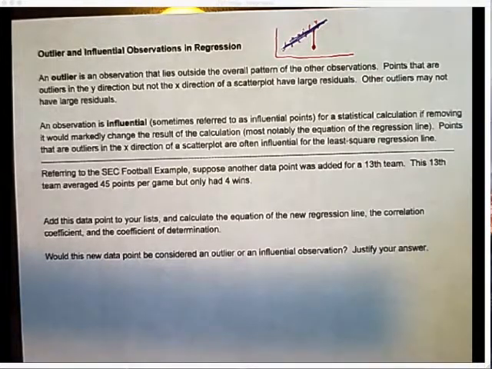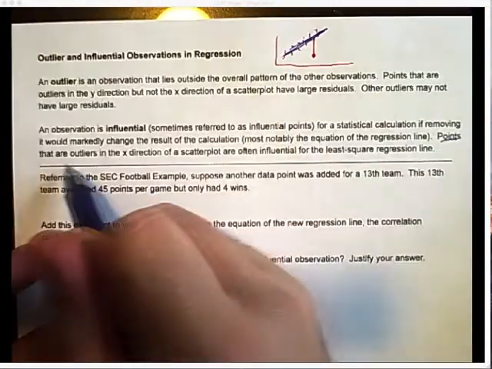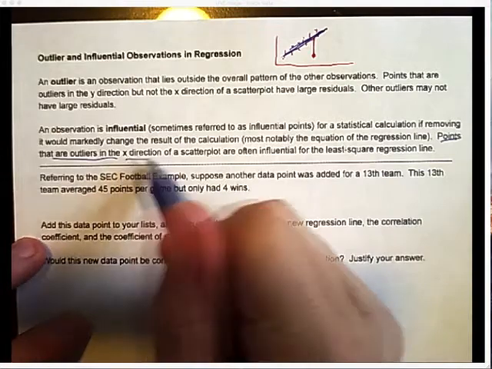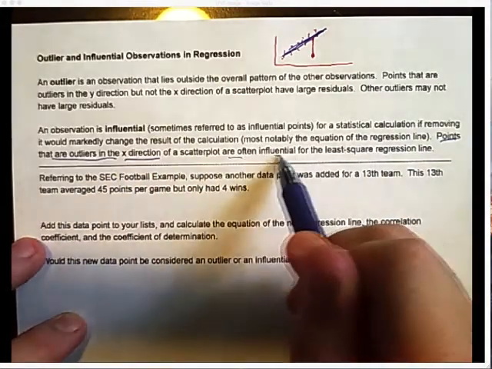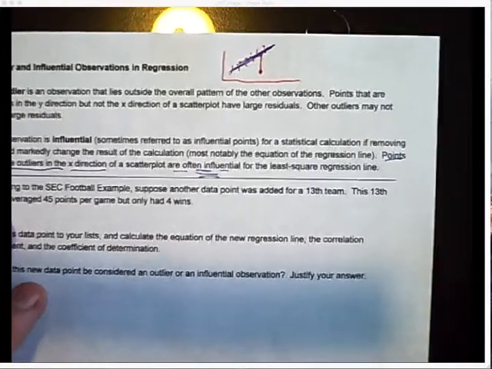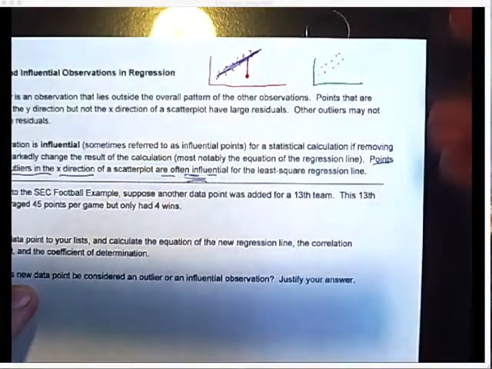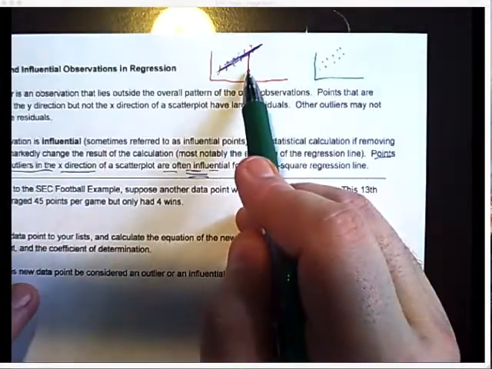An observation is influential, sometimes referred to as an influential point, for a statistical calculation if removing it would markedly change the results of the calculation, most notably the equation of the regression line. Points that are outliers in the x direction of a scatter plot are often influential for the least squares regression line. So if we have some data like this, like before, this would be considered an outlier.